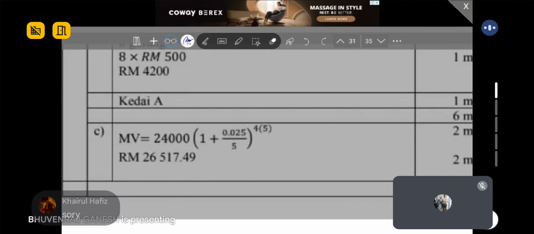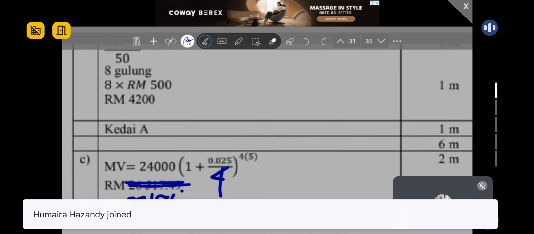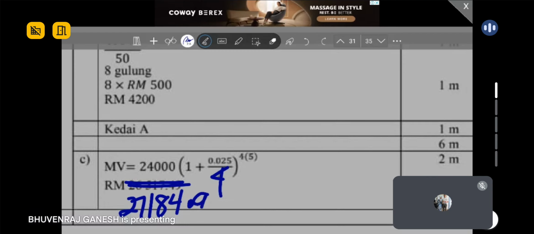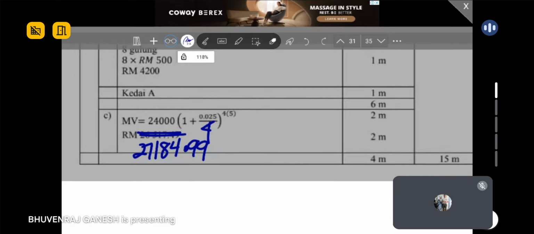Okay, never mind, don't worry. Mistake doesn't matter. Over here got a mistake, guys. This one is supposed to be 4. Okay, let me check and see whether the value is still correct or not. So change the value. Yang ni silap. You should get 27184.99. This is the final answer, guys. Jawapan akhir. Alright, are you clear? Boleh dapat kan? Very straightforward.